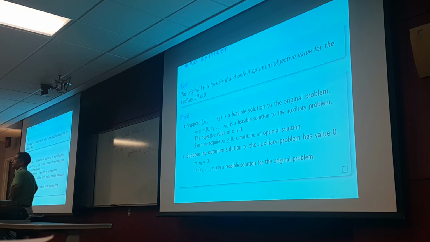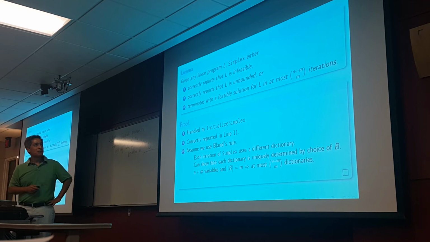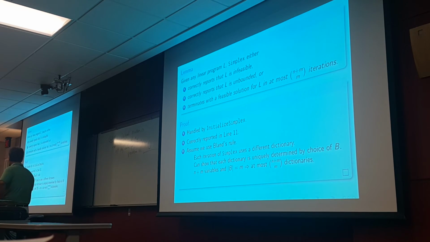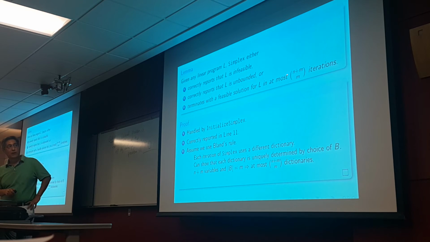All right, questions? So here's a summary of what we did today. Given any linear program, simplex will either report it's infeasible or unbounded, or it will terminate with a feasible solution in at most this many iterations. Here n is the number of variables, the number of x's initially, and m is the number of constraints.